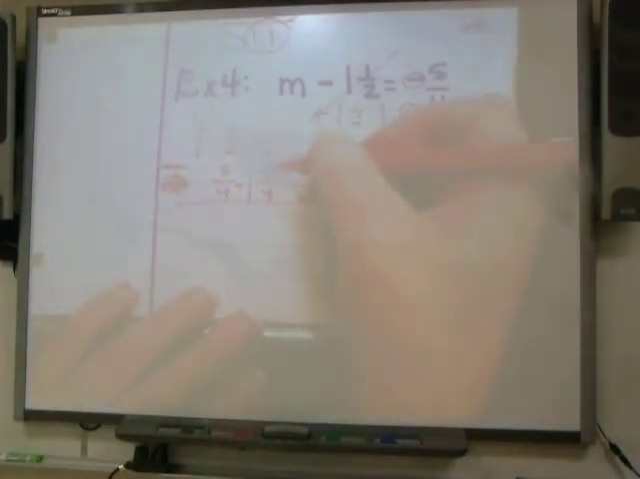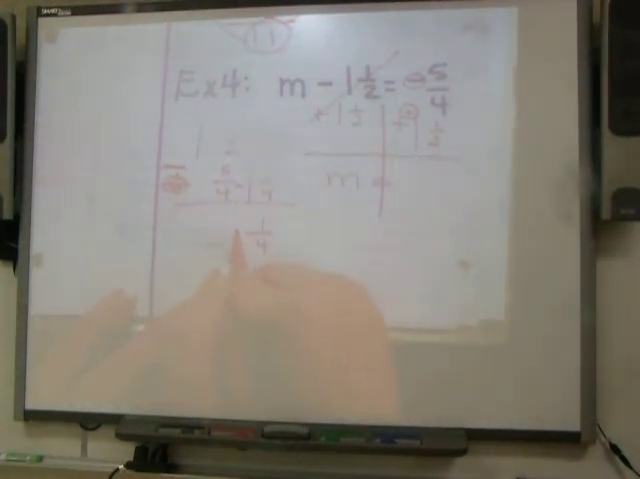So now 2 minus 1 is 1. Keep the 4. And 1 minus 1 is 0. The higher 1 is positive, so my answer is positive. So it's positive 1/4 is the answer for your number 2 on your sheet. Any questions about that one?